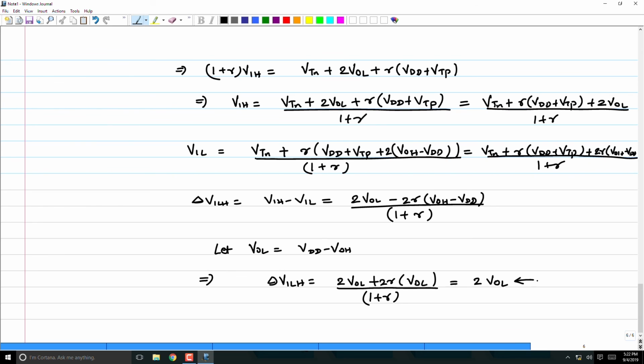Clear? And if you make the assumption that VOL is equal to 0 and VOH is VDD, then you will find that this region delta VILH is basically 0. So that's also not true. Somewhere it is because VOH and VOL are not exactly VDD and ground respectively. That's when this small indeterminate region actually comes into picture. Okay, here we have made no approximations whatsoever. All expressions are accurate here. Okay?